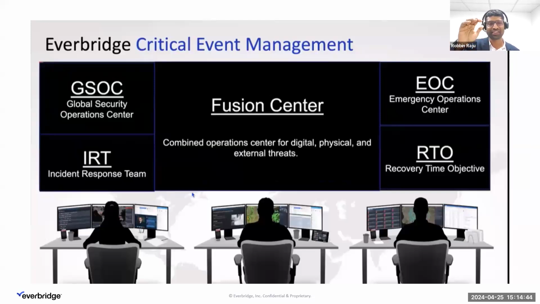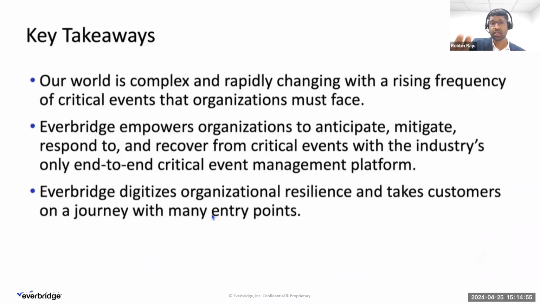So it is a combination of doing the right things, getting to know the right information, and doing this every time. So that's largely what the world is converging towards. A quick summary of what we have discussed today is the following. The world is complex and it is rapidly changing. What we do is we help you to anticipate, mitigate, respond to, and recover from critical events. In the process, we simply digitize your resiliency plans so that you have a better experience.